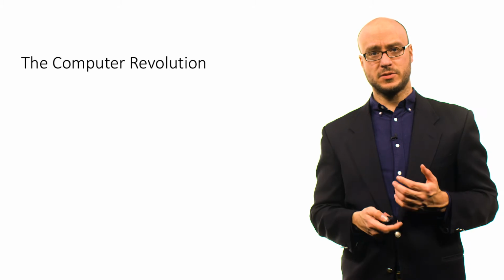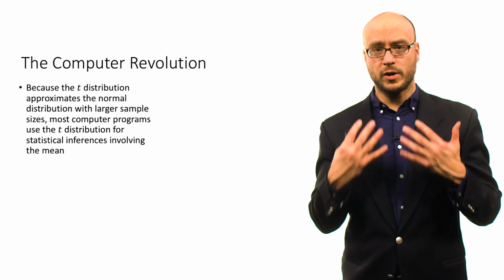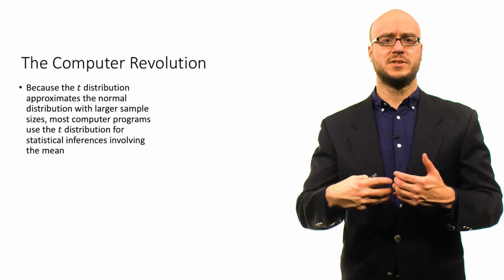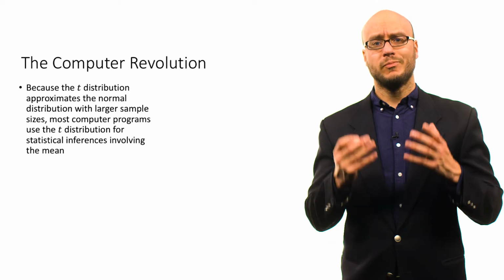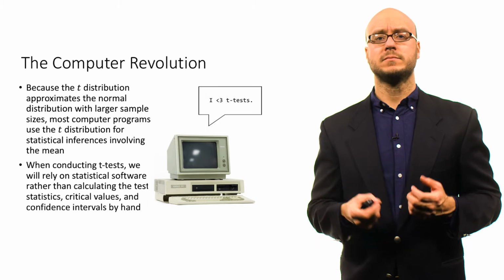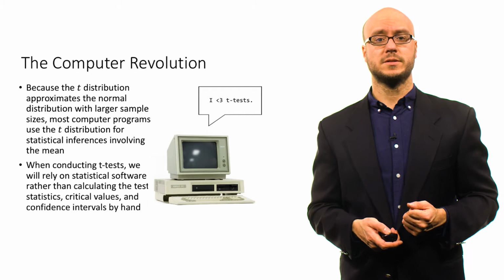All right, the next topic has to do with this idea of using computer software. Recall that the t-distribution approximates the normal distribution with larger sample sizes, roughly if it's greater than or equal to the size of about 30. Most computer programs will use the t-distribution as the default when we're doing statistical inferences involving the mean, including the difference of two means. So the important part here is that when conducting t-tests, we will rely on statistical software rather than calculating these test statistics, critical values, and confidence intervals by hand.